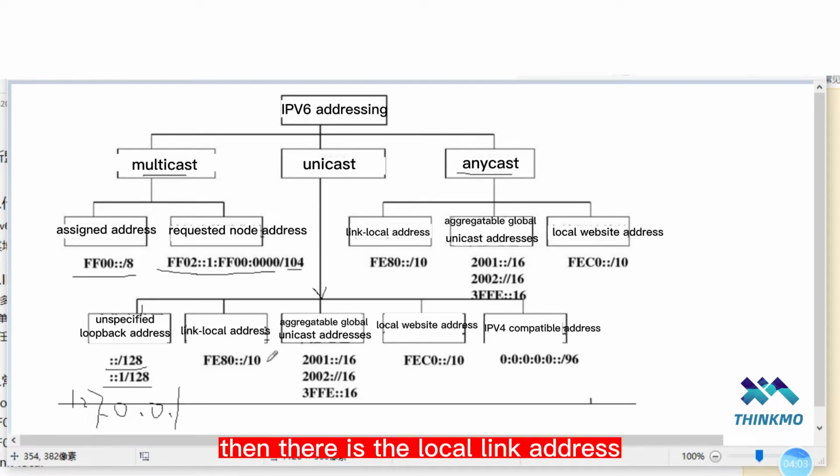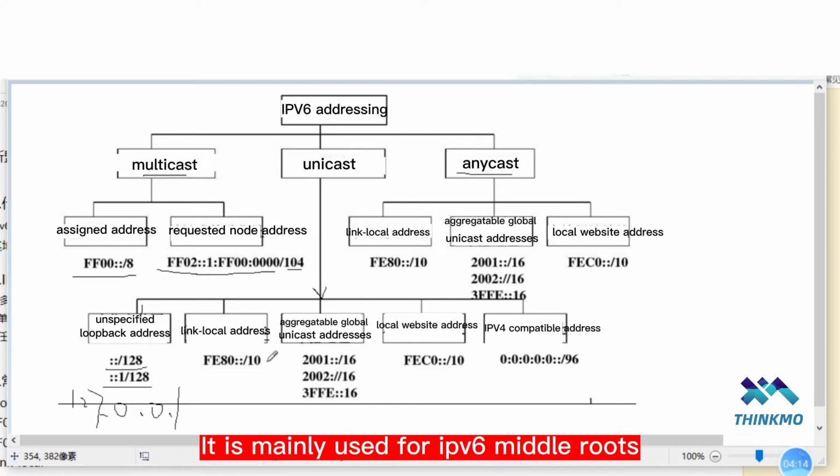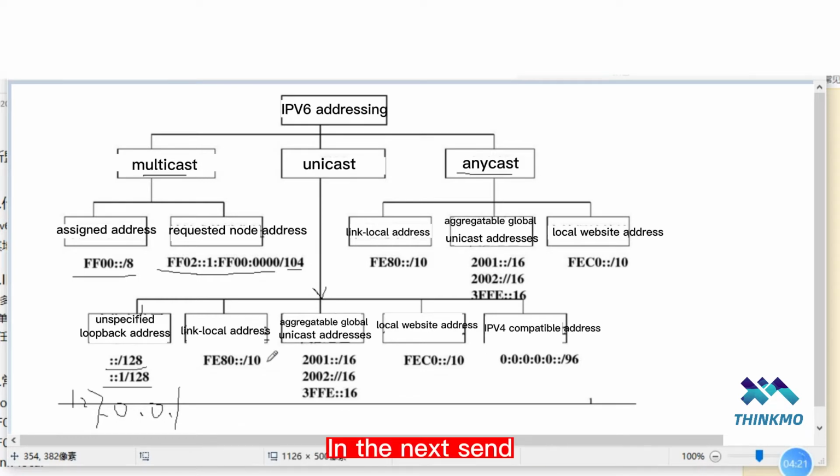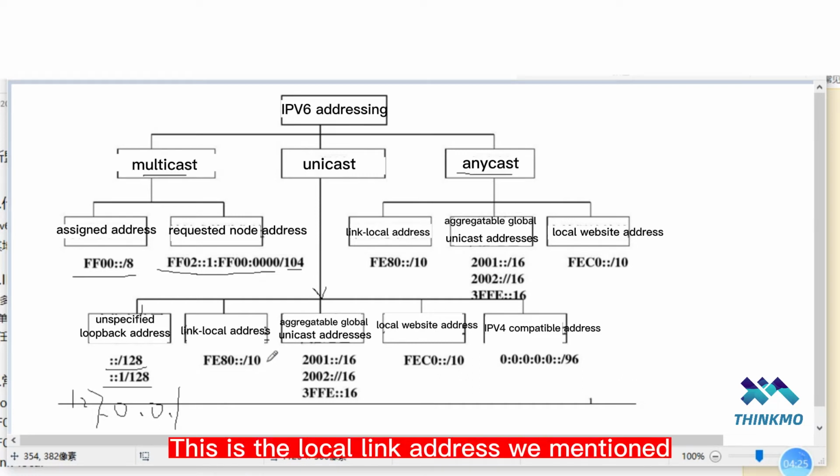Then there is the link-local address. In a later chapter, we'll talk about that as well. The link-local address is mainly used in IPv6 routing, as the address of the next hop. So this is my data, in the next send. Where should it be sent first? This is the link-local address we mentioned.